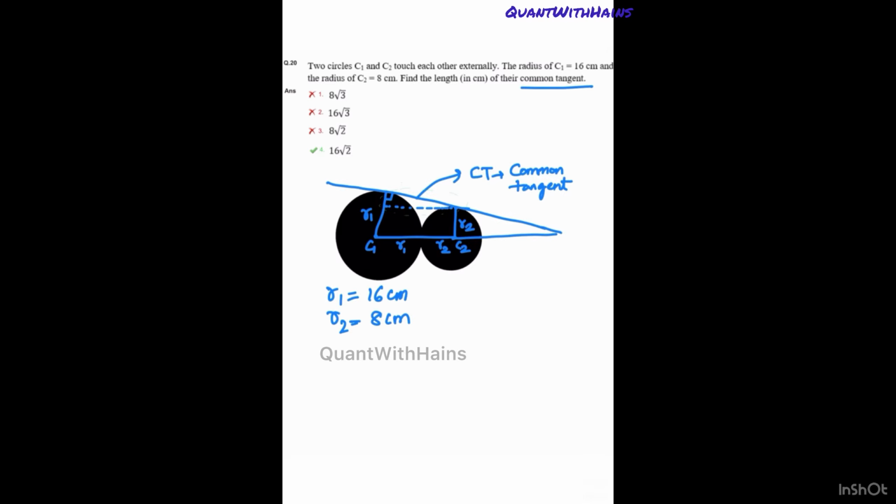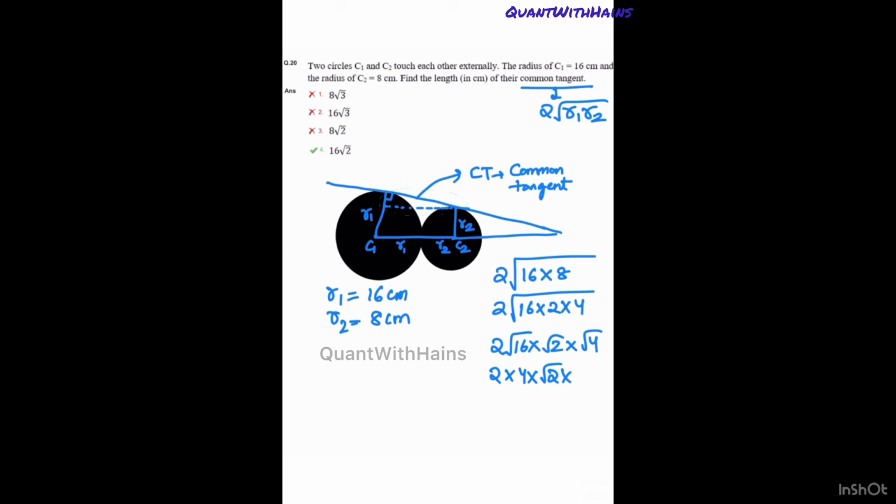Here the common tangent formula is 2 into root of R1 R2, that is 2 times root of 16 into 8. We can write 16 into 2 into 4. 2 times root 16 into root 2 into root 4. Root 16 value is 4. Root 2 is as it is, root 2. Root 4 is 2. 4 2s are 8, 8 2s are 16, so 16 root 2. The answer is the fourth option. Now how do we derive this formula? We'll understand that.